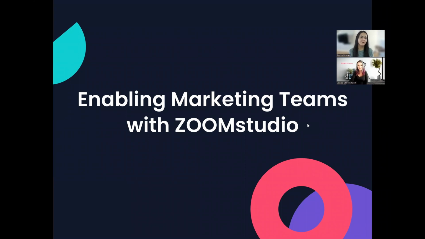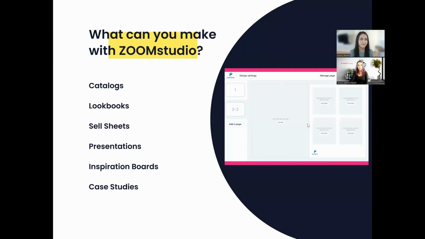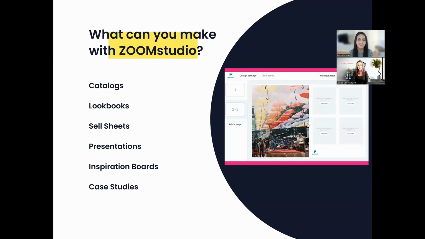Okay, so for today's demo day, we are focusing on enabling marketing teams with ZOOMstudio. So to start, I'm going to talk a little bit about what you can create. Now, you've heard me repeat it a few times already, but with ZOOMstudio, you can create catalogs, lookbooks, presentations, sell sheets, inspiration boards, case studies. You name it, you can probably make it in ZOOMstudio. We've even had suppliers use it in ways that we didn't expect to create things that they are struggling to have made by their design team or their marketing team. It's a very robust tool, but so simple that you can have anybody on your team jump in and create what they need.